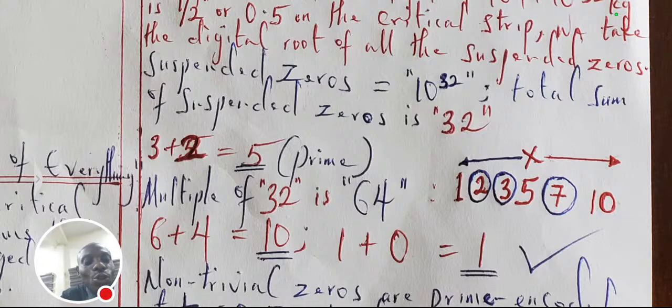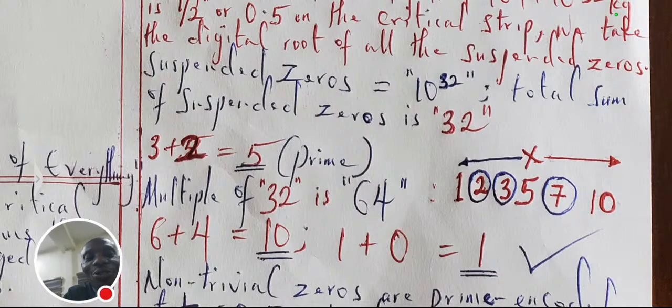So to do that, we can say that if those 32 zeros will be half, then we should have double of the 32. For us to have double of 32, we can just say 32 plus 32. You understand? Or we say 32 times 2, we have 64.